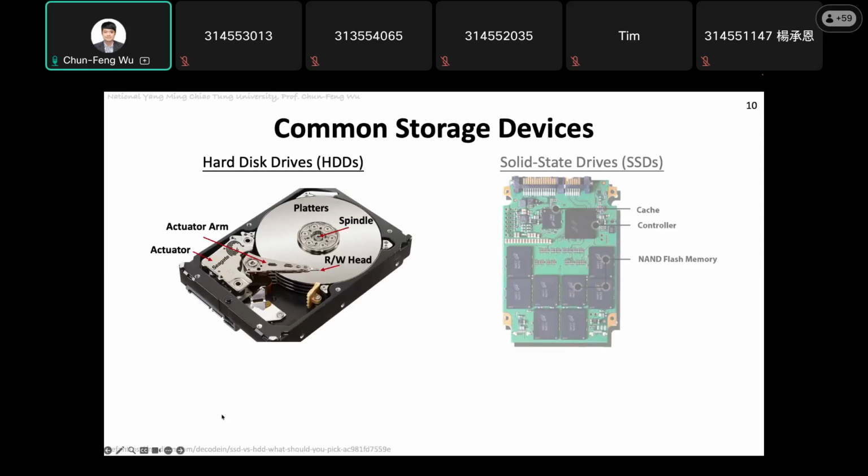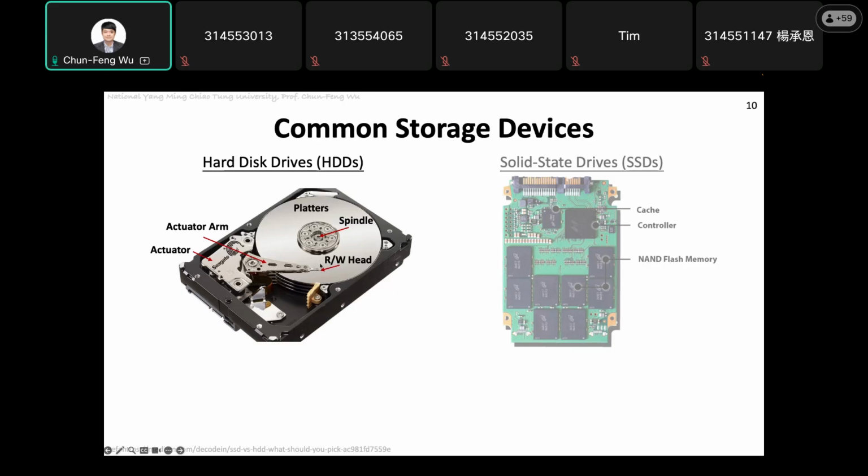And here are two very common storage devices that we are using in any place, like a PC or any 3C device. So, hard disk drive. When you open your hard disk drive, it looks like this. In the middle there is a spindle, and the spindle holds a lot of platters. Your data is actually stored on these platters. To read out the data, there is a read-write head here.